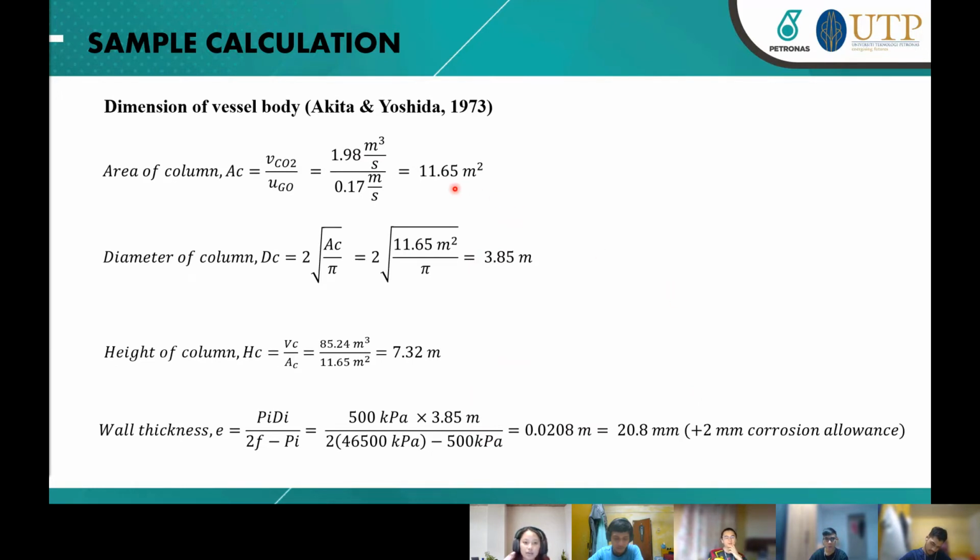As for the dimension of the vessel body, the diameter is calculated to be 3.85 meter, and the height is 7.32 meter, and the wall thickness is 20.8 millimeter. After considering 2 millimeter of corrosion allowance, the new thickness is 22.8 millimeter.